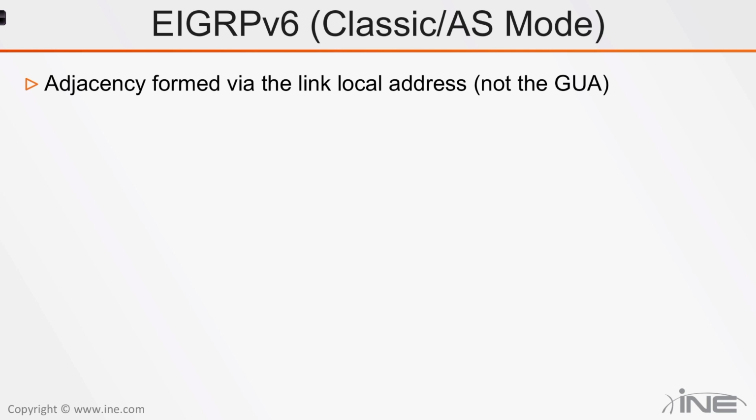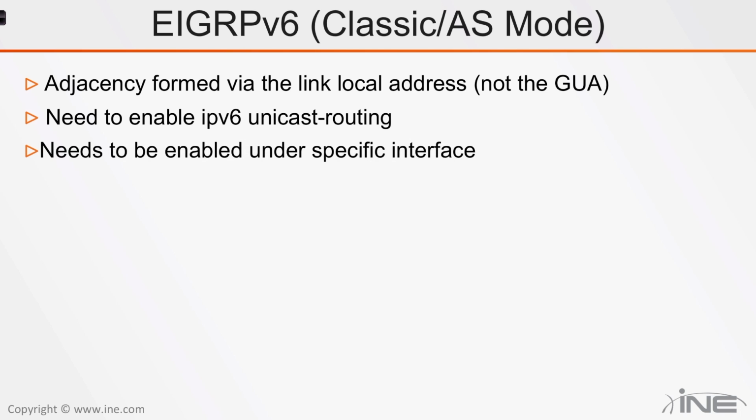Now, something to remember with EIGRP v6 and classic AS mode, the adjacency is formed via the link local address. It's not over the global unicast address. Now, we need to enable IPv6 unicast routing. If you don't, you're going to receive an error message telling you that it needs to be enabled. And it needs to be enabled under a specific interface in classic AS mode.